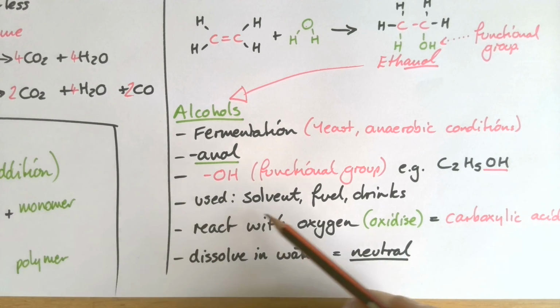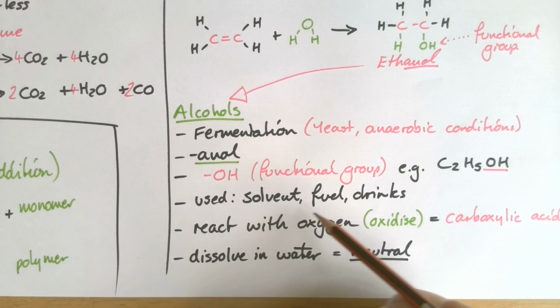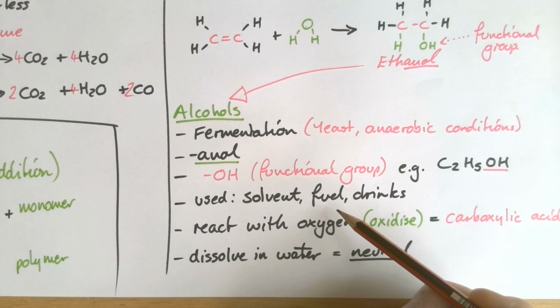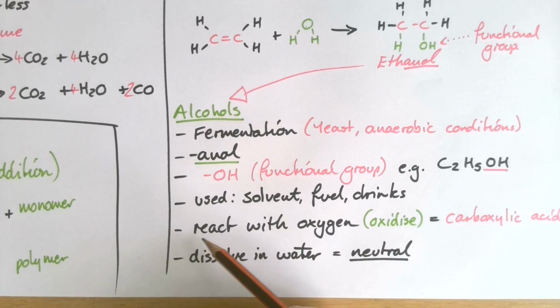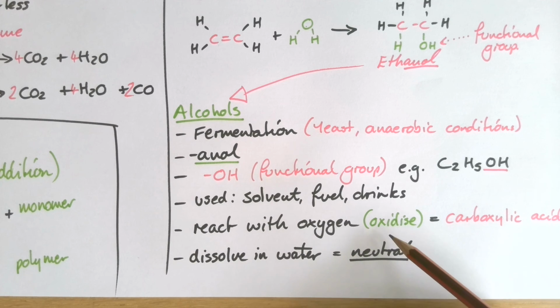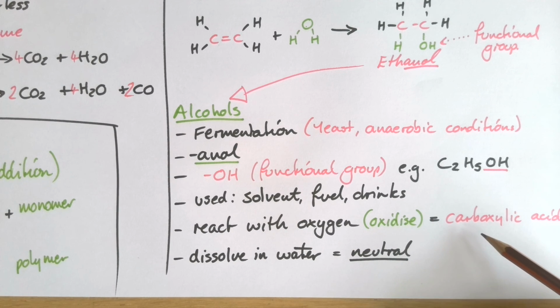The alcohols can be used for lots of different things. We can use them to make solvents, we can use them to make fuels, so we can burn them, so that's combustion again, and they can also be used to make alcoholic drinks. You can react alcohols with oxygen, so oxidizing them, and you can produce a carboxylic acid. So we're going to have a look at that in the next lesson.